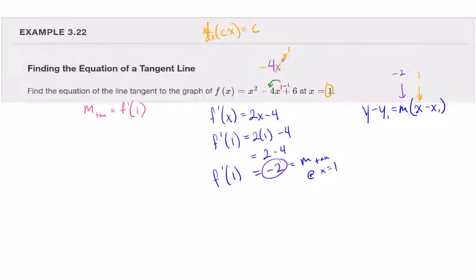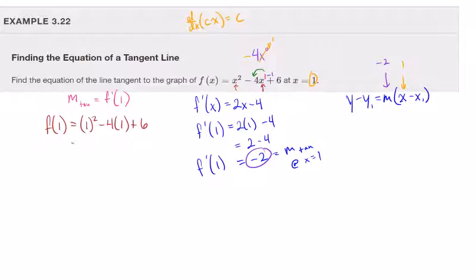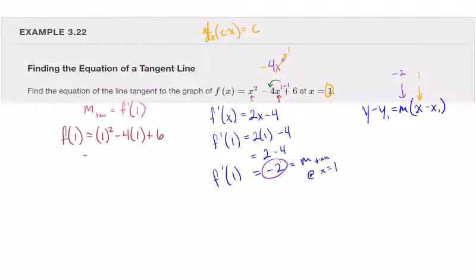And that's where we can easily find any output, because we have a function here, right? So basically what I want to do is find f of 1. I'm just going to use the original function, not the derivative. I want to find the original y coordinate of the point where x equals 1. And so I'm going to do 1 squared minus 4 times 1 plus 6. I'm just putting a 1 in here and a 1 in here. And so we'll get 1 minus 4 plus 6, and that equals 3.